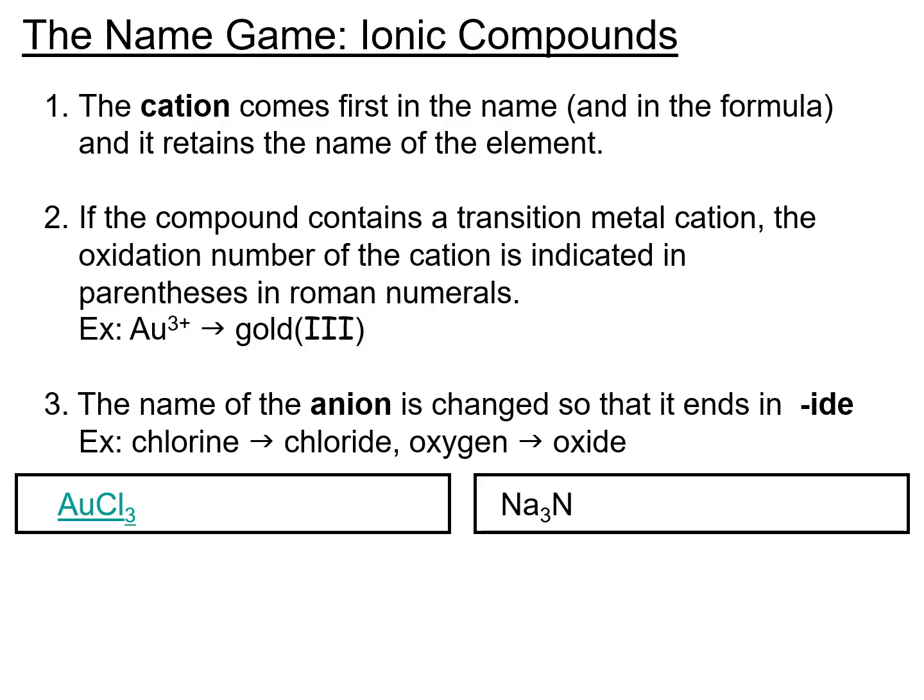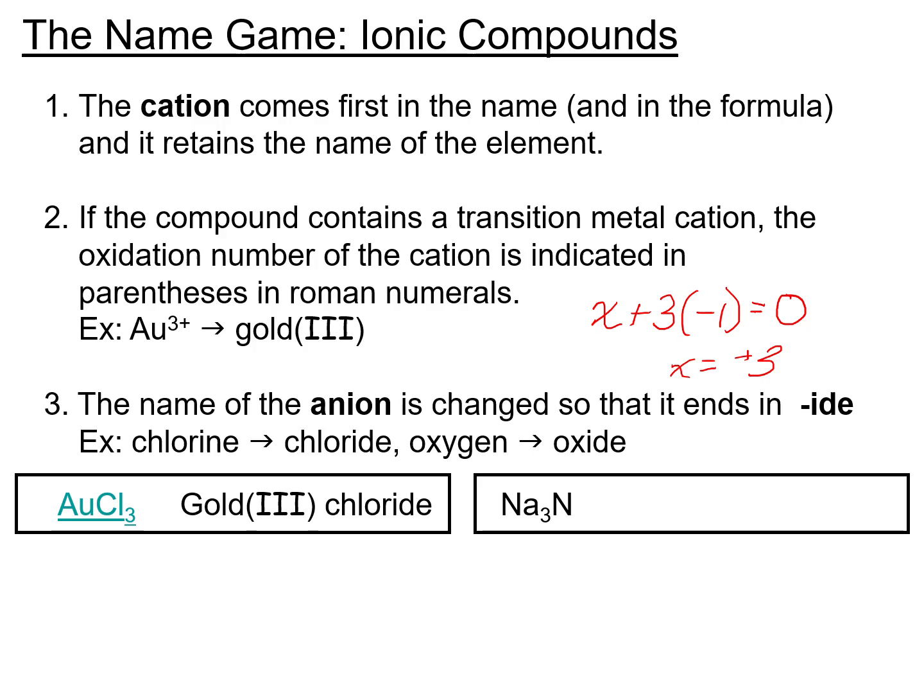Probably a safer way to do this is an algebraic method. So we say, all right, we want to figure out what the charge is on the gold. So we're going to give that an X. Then we have 3 chlorides. Each one has a charge of -1 because it's in group 17, and it adds up to 0 because it's a neutral compound. Remember when we were using all those pictures, we wanted to make sure we ended up with a nice rectangle afterwards because that told us that it was neutral. So we solve for X, and we get that X is equal to +3. So in that case, the name of AuCl3 will be gold(III) chloride.